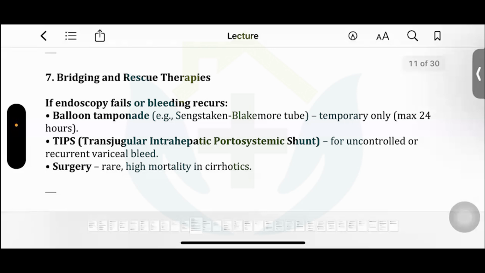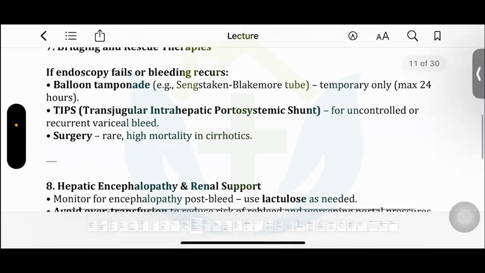The only problem is, what is the complication of TIPS procedure in a variceal bleed? Hepatic encephalopathy chances are very high. Can you tell me why hepatic encephalopathy happens in this procedure? Because the ammonia directly enters the systemic circulation. Wonderful. So it does not pass through the liver. It directly goes from the portal vein into the inferior vena cava. So that is literally bypassing the liver, and the ammonia directly enters the circulation, and hence within 1 hour the patient goes into encephalopathy.